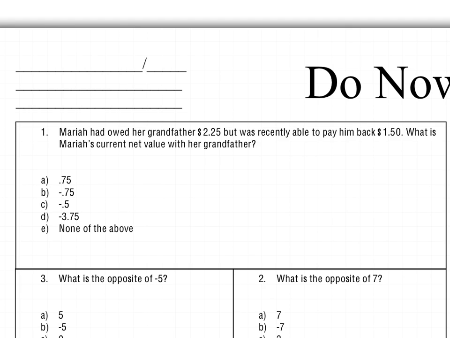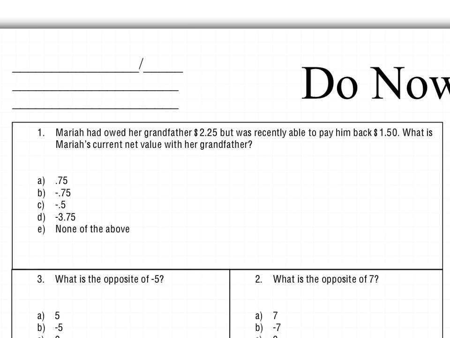Okay, let's go ahead and start by looking at today's do now. Here we're looking at Maria had owed her grandfather, so we're starting in a situation where we are at negative 2.25, but was recently able to pay him back. So we're positively increasing our value by paying him back. What is his current net value with her grandfather?